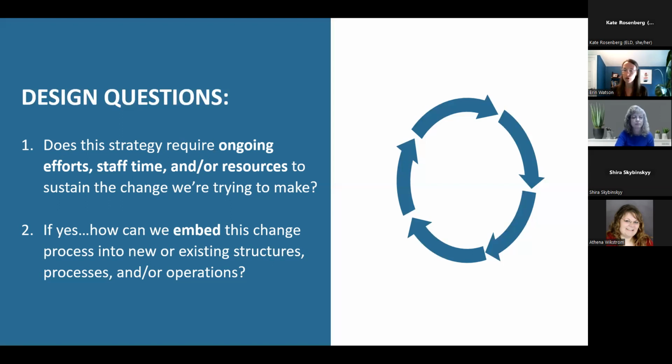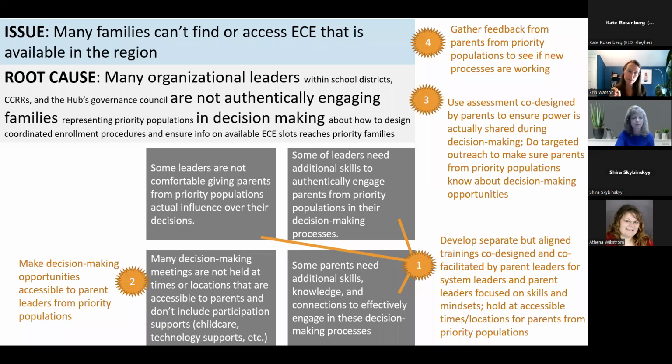Okay, so let's look at this. Let's apply this idea of self-sustaining strategy. Again, check out strategy 1. It's getting a little big, but we'll make it even bigger. So this is about designing trainings for both leaders and families that build their skills to engage together in decision-making and shift some needed mindsets. It's held in accessible locations, and it's co-designed and co-facilitated by parents. How might you make that strategy even more powerful by making it more self-sustaining? How would you apply this self-sustaining tip to strategy number 1?